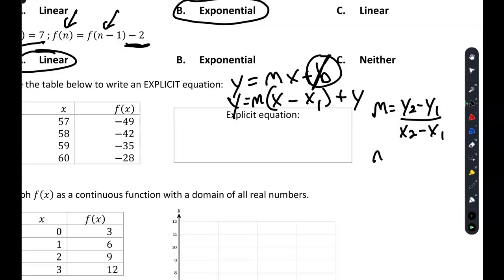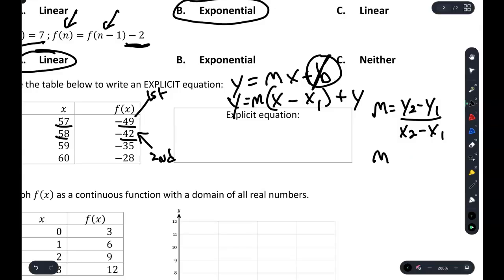All right, so I'm going to plug in some points here. I'm going to let this be my first point, and this will be my second. And I got an x and a y. All right, so I'm going to take that second point, and that's going to be negative 42 minus the y in my first point.